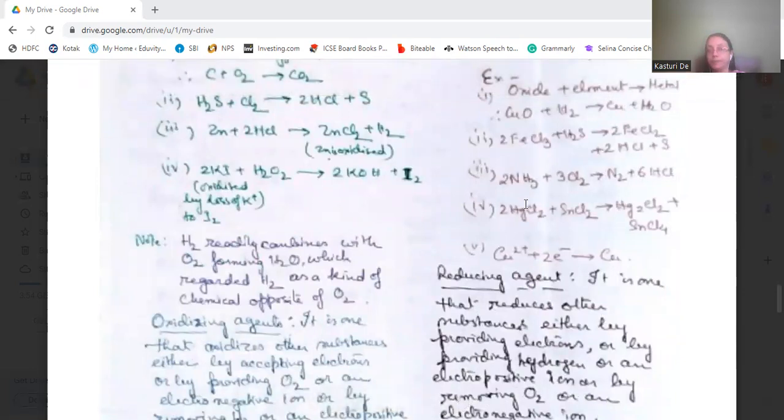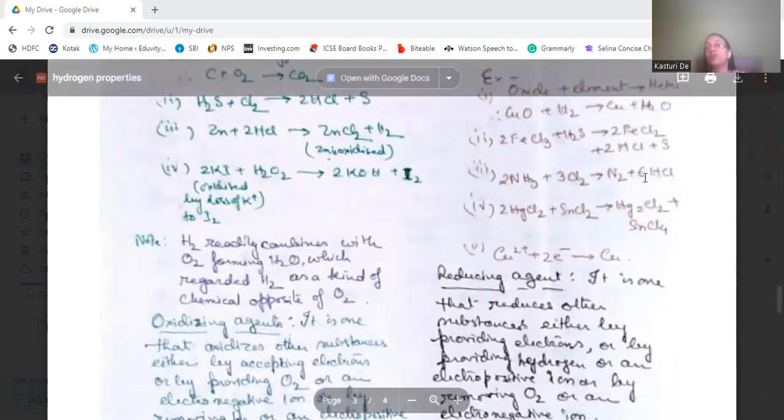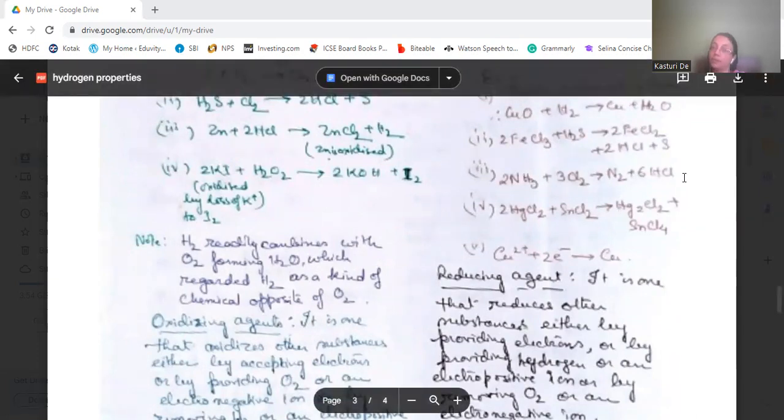Then here, ammonia. Okay. What happens here? Hydrogen is being removed from nitrogen. So nitrogen is being oxidized. Hydrogen is removed from nitrogen, so nitrogen gets oxidized and chlorine gets reduced because hydrogen is added to chlorine. Addition of hydrogen to chlorine is a reduction reaction for chlorine. So chlorine gets reduced here to HCl.